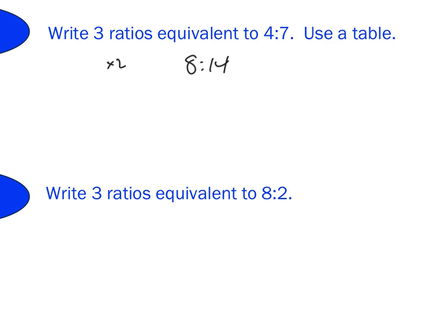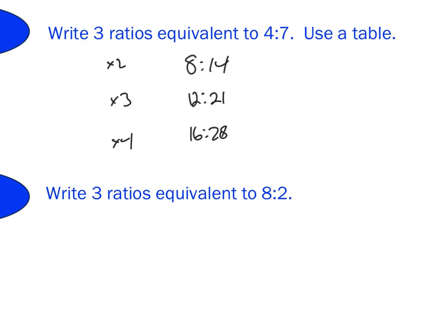12 to 21. And we get that by multiplying the numbers by 3. Very good. And one more. Parker. 16 to 28. And you get that by multiplying the original numbers by what? 4. Good. Okay? So 16 to 28.